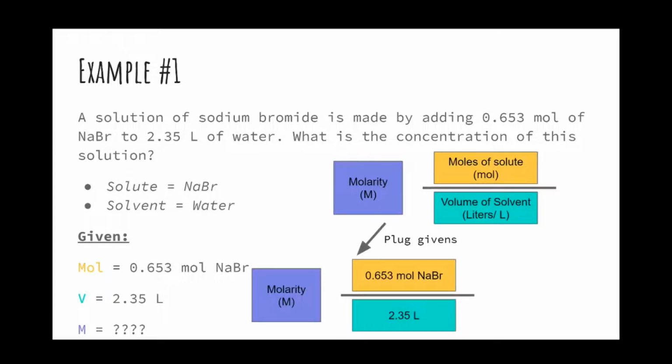The first thing we want to do is plug in our given values. Notice that I have replaced the moles of solute with the actual moles, 0.653 moles of sodium bromide, divided by 2.35 liters. Because they're on top of each other, that means division. If I divide those two values, I get that my concentration is 0.277. I have the capital M for molarity, sodium bromide, or you could have mol divided by L. Either one of those units would work. So this is a very simple equation and a very simple example where you're just doing a straight plug in and solving for your unknown.